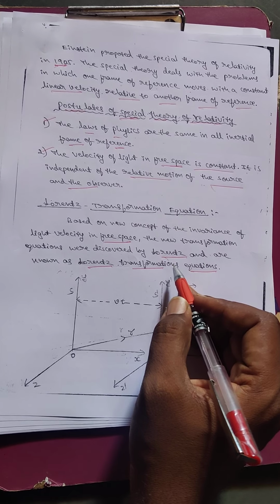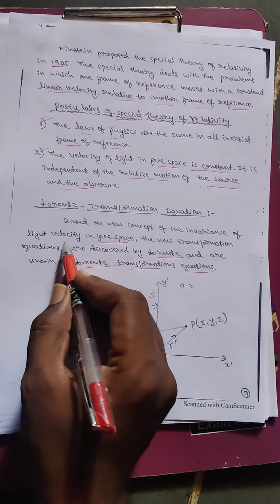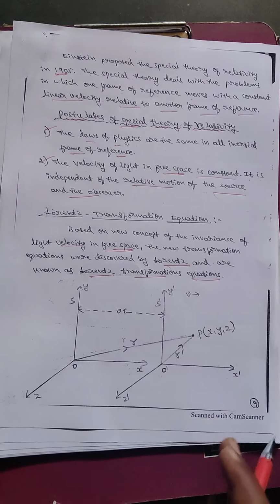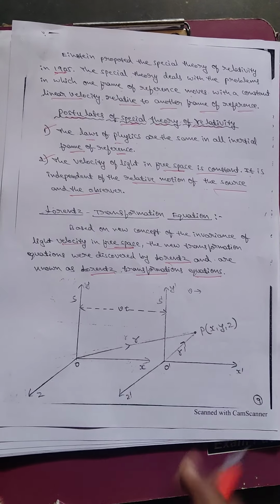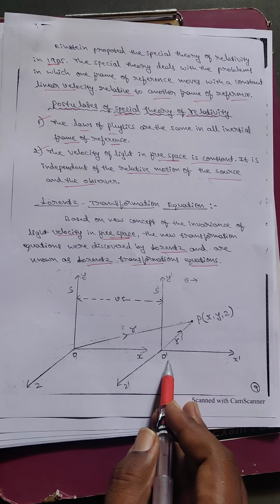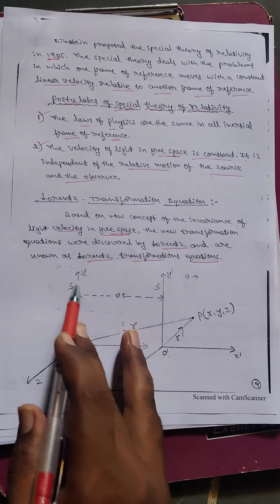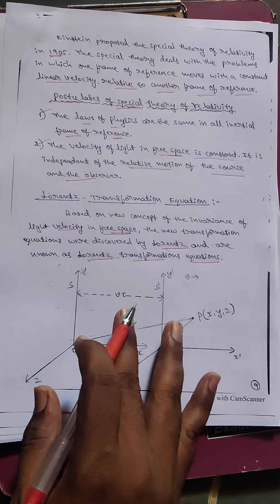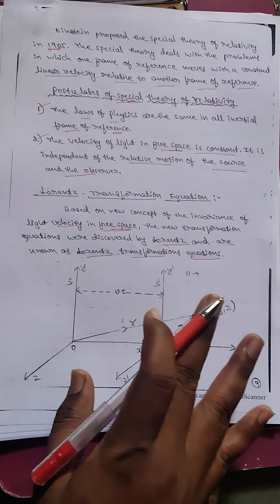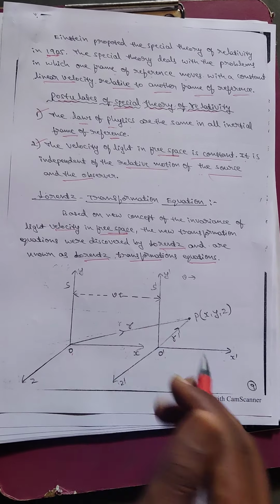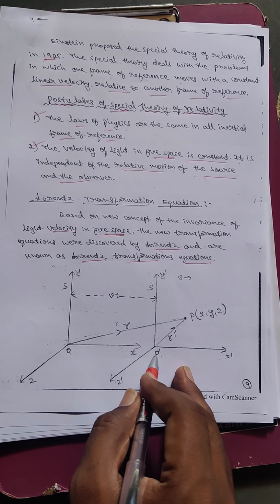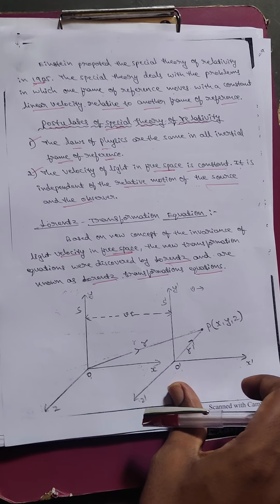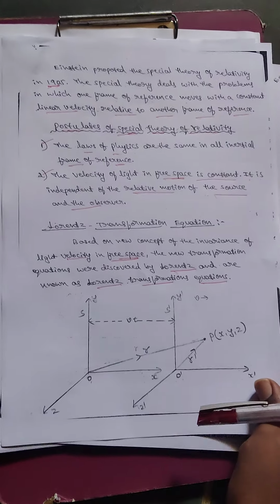Lorentz is a scientist's name. Based on the velocity of light in free space, we invented the Lorentz transformation equations. This is the figure. O and O dash are origins, with axes x, y, z and x dash, y dash, z dash. This is a system in free space. This is O and this is O dash. Just remember this figure and I will explain now.